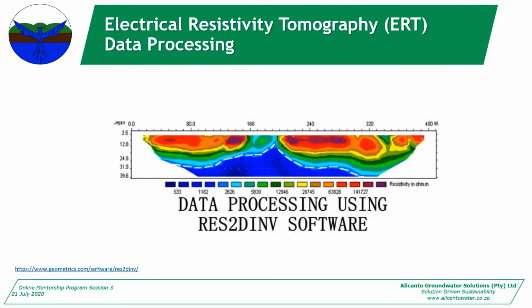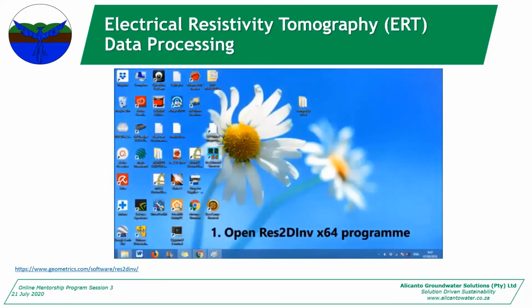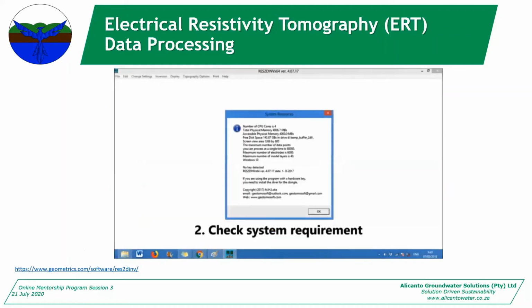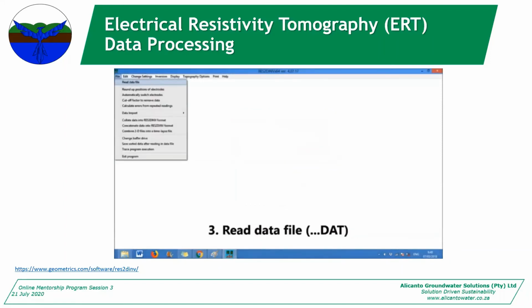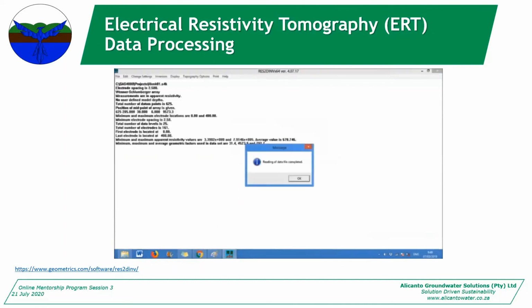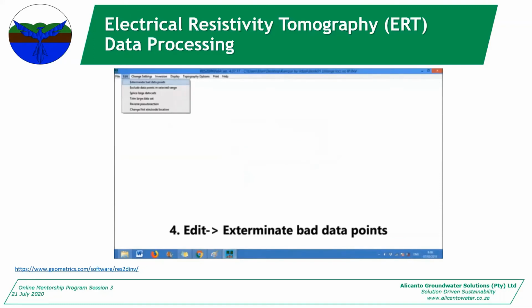So with this software, you get a free version which is limited to, I think it's 8,000 nodes or 8,000 electrodes. And then it only does three iterations of the model. So you read your DAT file, which is the file that you get off of your control box. And it'll show you all of your specifications.